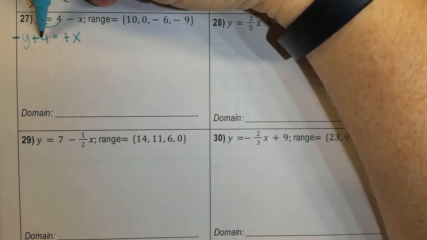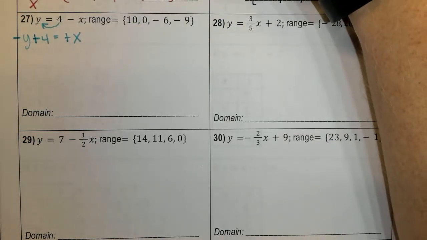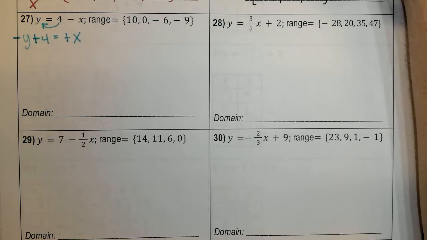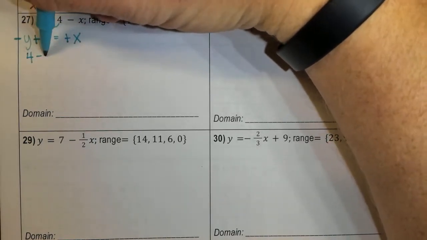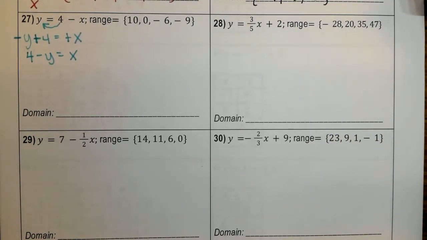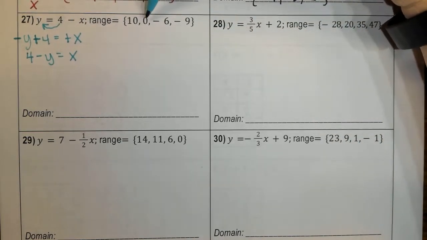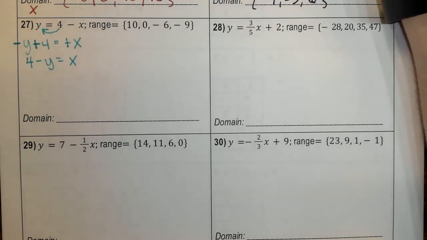So now the -4 became +4 and the y became -y. Okay? So if you want to, I like to do the positive numbers first. You don't have to. So you can write 4 minus y equals x. And then I have my equation now where I can replace y with each of my range values and solve for x. Get my domain.